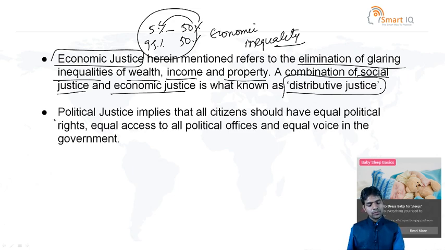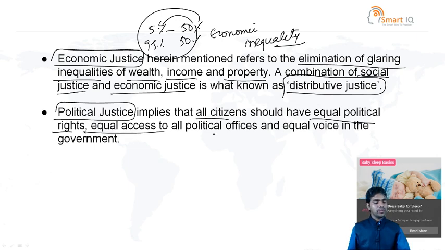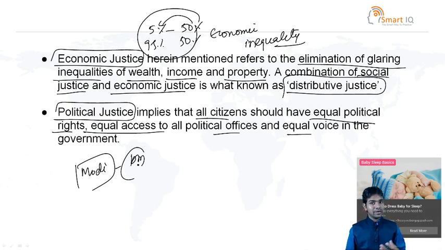The third one is political justice. Political justice talks about how all citizens should have equal political rights, equal access to all political offices and an equal voice in the government. For example, take the Modi government. Modi was earlier a chaiwala, and today he has become the Prime Minister of India. It means anyone can contest elections and get political rights. That is called political justice.